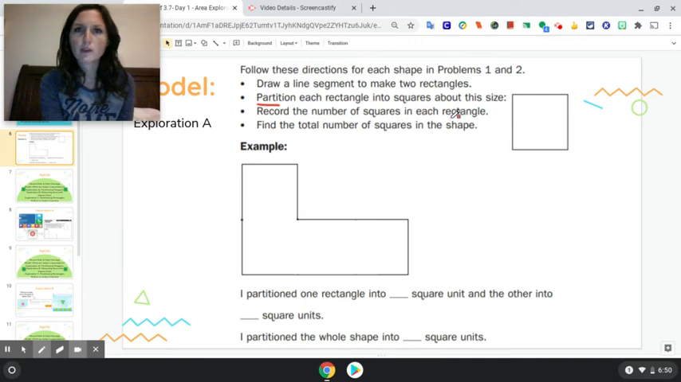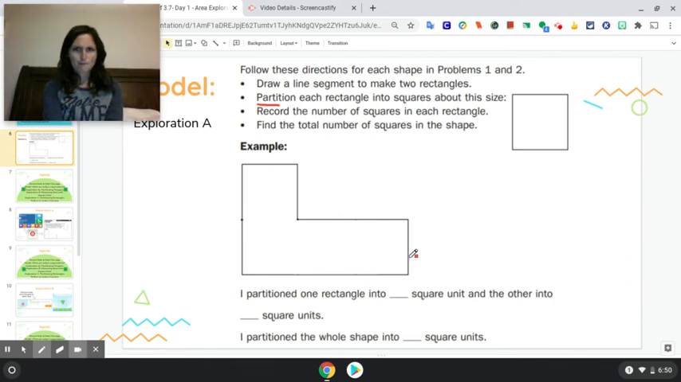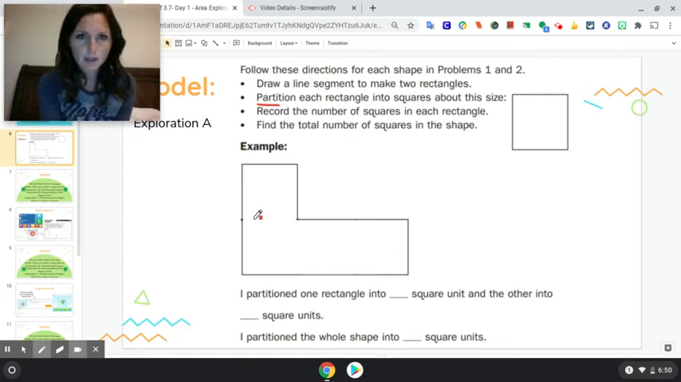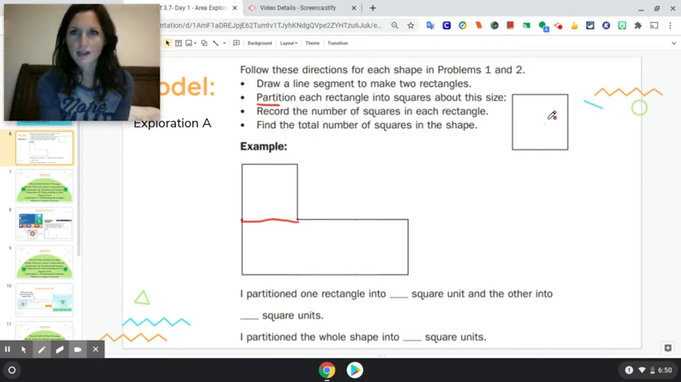And it says to record the number of squares in each rectangle and then find out how many total rectangles here would fit. Hmm. Well, I could see different ways of doing this. I could draw a line right here, I think. Okay, and that looks like it would be about that size. Or I think I could also draw a line right here, and that would be a rectangle, and this would be a rectangle. I don't know if it matters, so I'm going to go ahead and just draw the line right here. And I think this square is about that size.